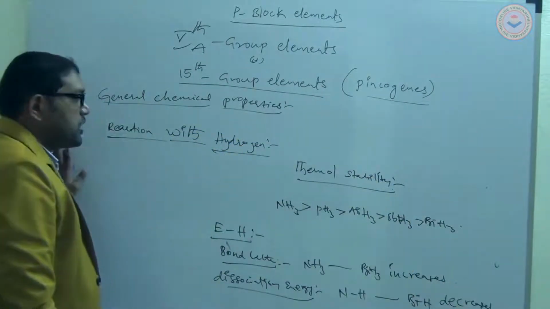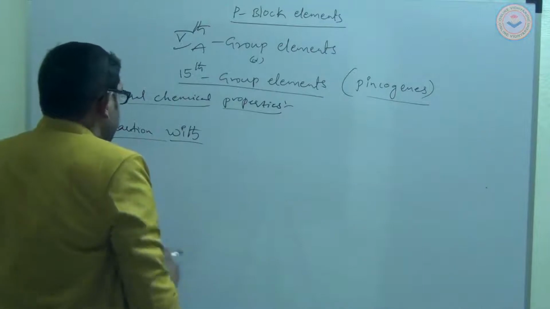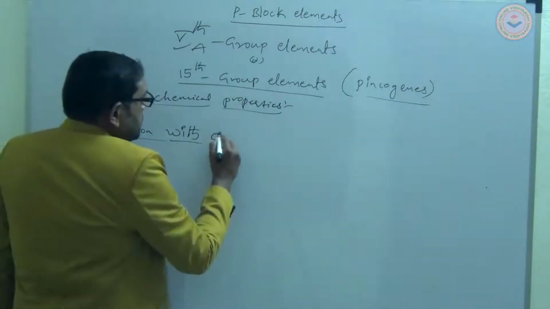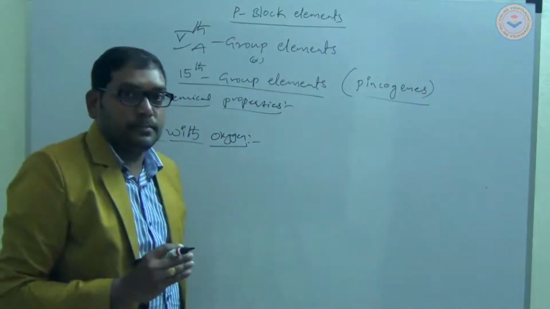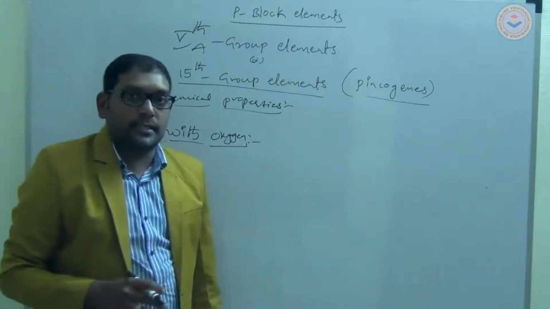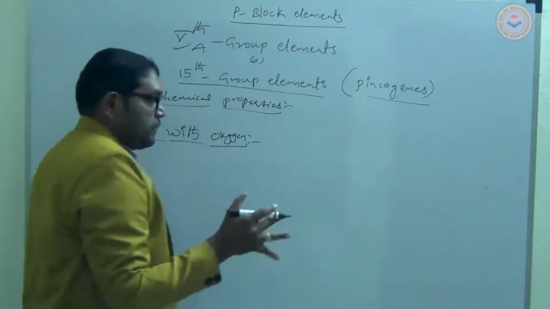That is the reaction with hydrogen. Next, reaction with oxygen. 15th group elements react with oxygen to form their oxides. These are formed, except for nitrogen.